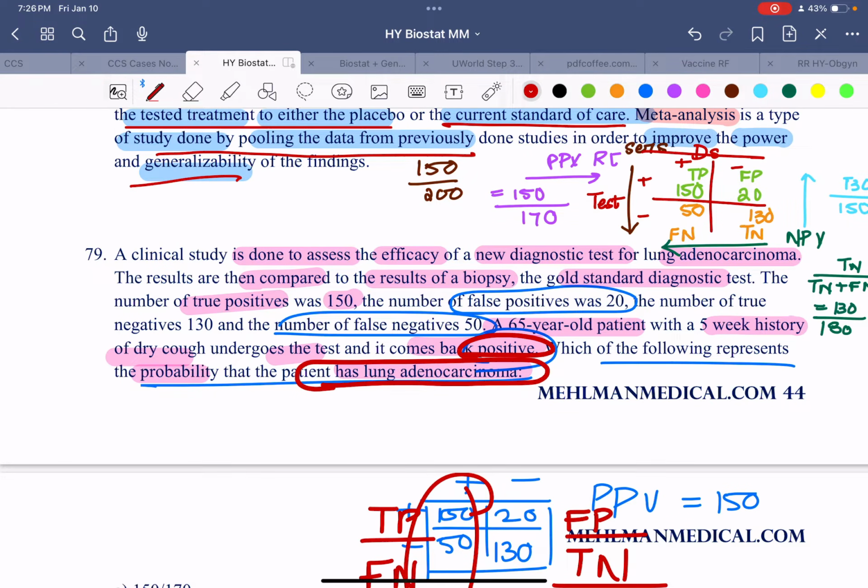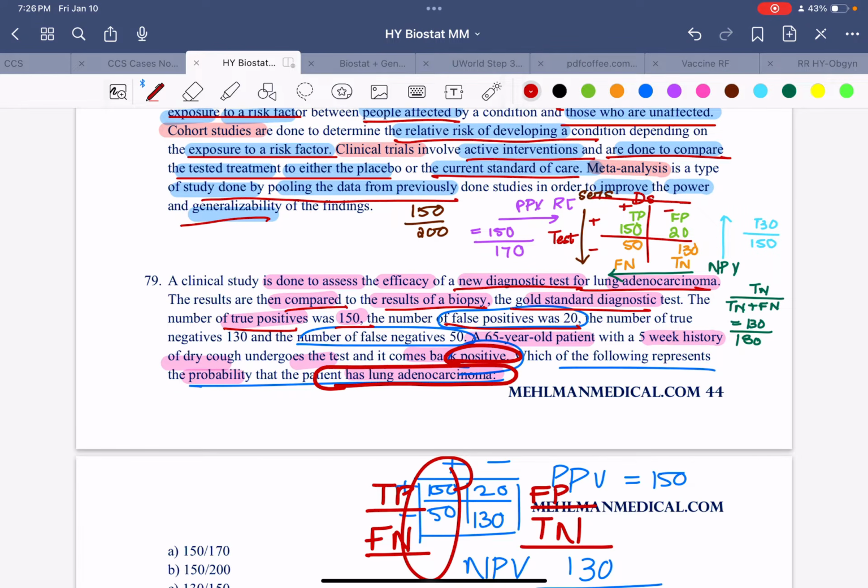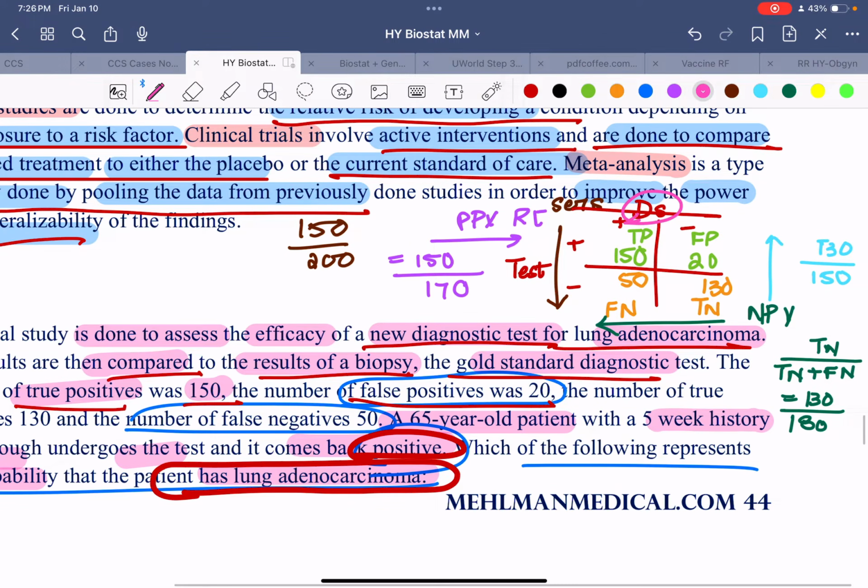A clinical study is done to assess the efficacy of a new diagnostic drug for lung adenocarcinoma. The results are then compared to the result of a biopsy, which is the gold standard diagnostic test. True positives is 150 and false positives are 20. So they have already given us the true positives, false positives and false negatives. So we can just make the table and put these values in the 2x2 table. So we will put the disease at top with plus minus at the top, test at the left with plus minus going down, and then we have the true negatives at the bottom, and then true positives at the top, and then false positives also at the top and false negatives at the bottom.